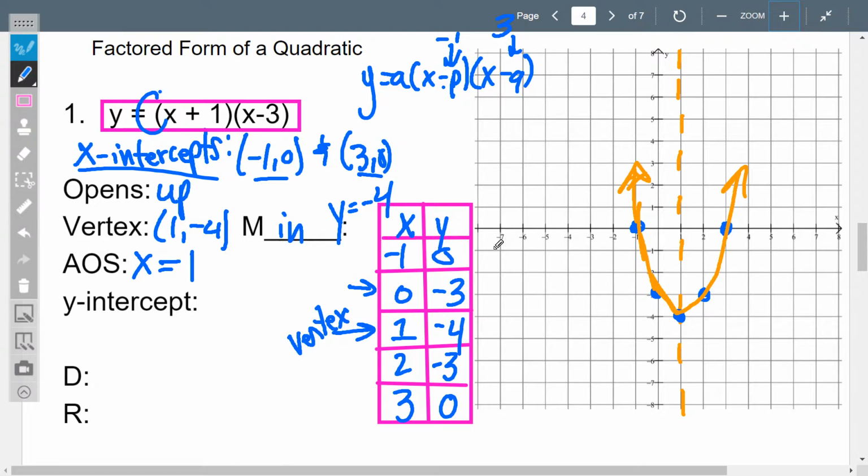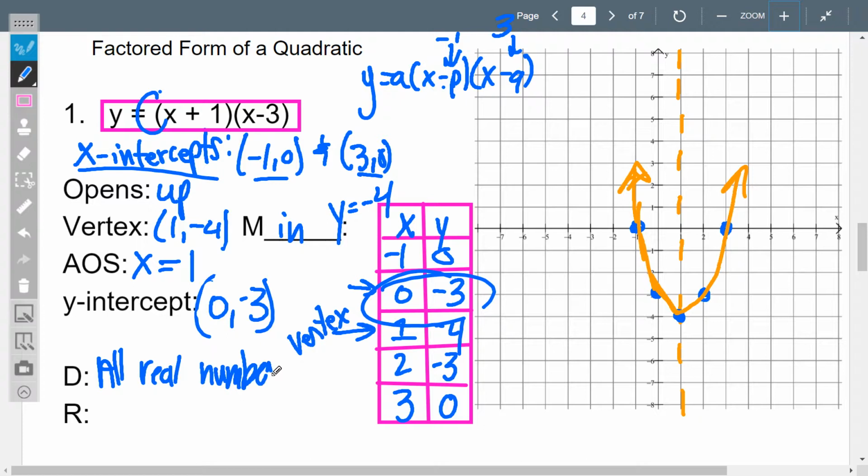The y-intercept, we would plug in 0. When we plug in 0, we get -3. So the y-intercept is at (0, -3). The domain refers to the x values. In this case, our x values are everything, all real numbers. And the range refers to our y values. Our y values are everything above -4, so it would be y values that are greater than or equal to -4.